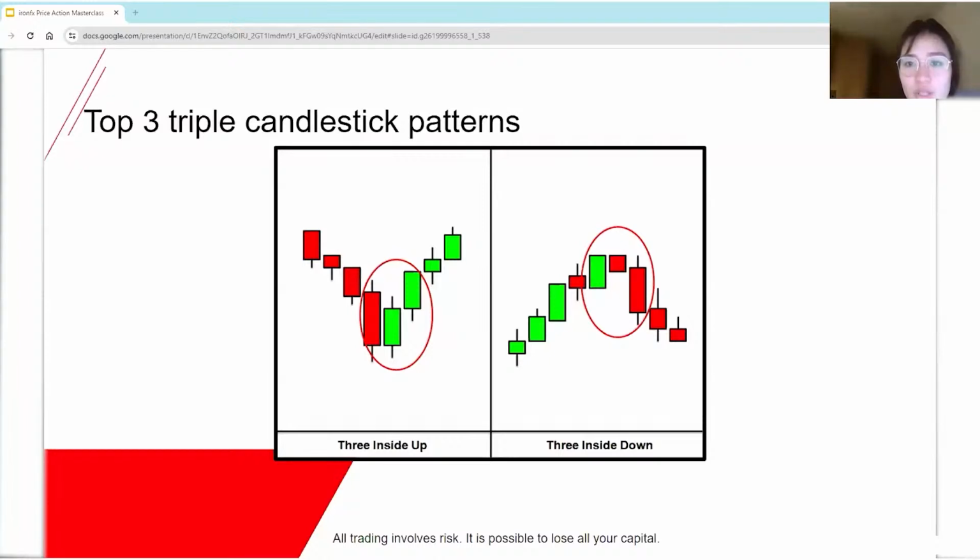Okay, we have a question here. What time frame do you see good setup for signal?